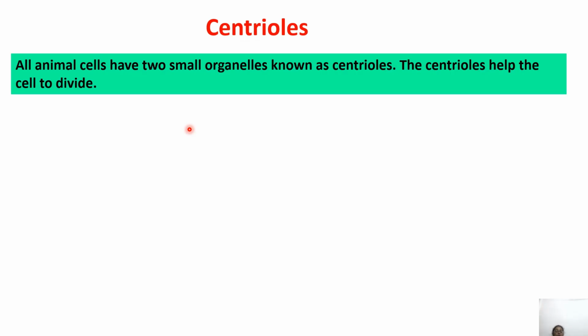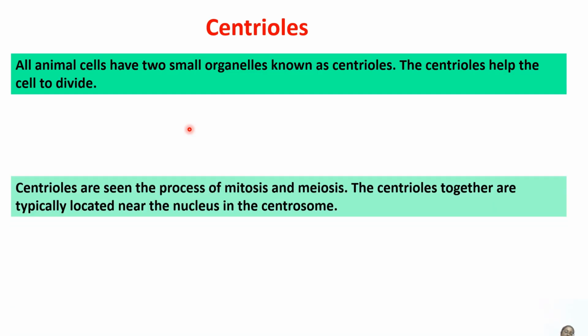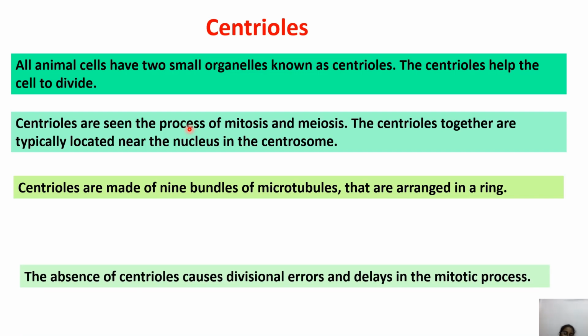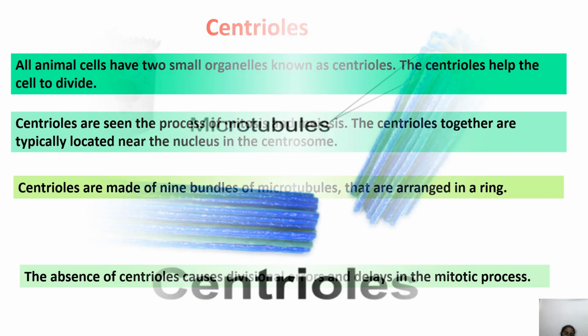We have centrioles, which are found in all animal cells; all animal cells have these two small organelles. The centrioles help the cells to divide. They are seen in the process of mitosis and meiosis. Centrioles together are typically located near the nucleus in the centrosome. And centrioles are made up of 9 bundles of microtubules that are arranged in a ring. And the absence of centrioles causes divisional errors and delays in the mitotic process.